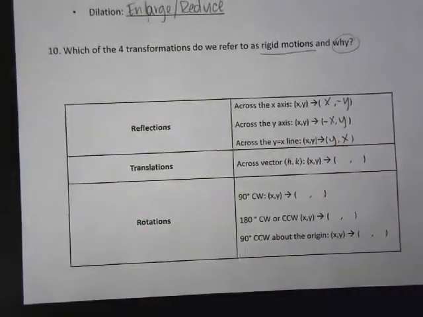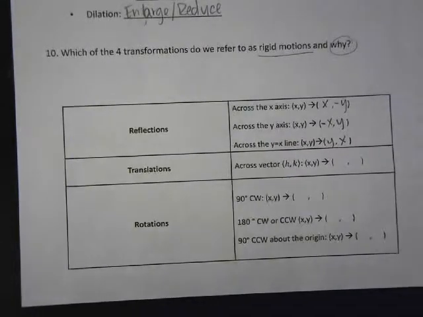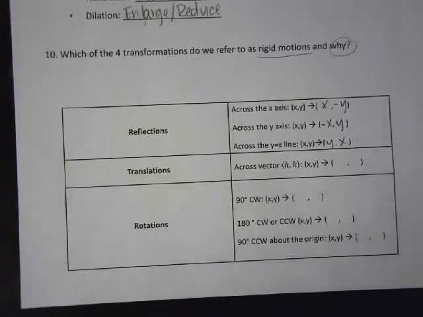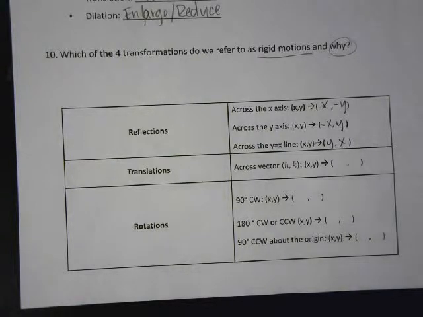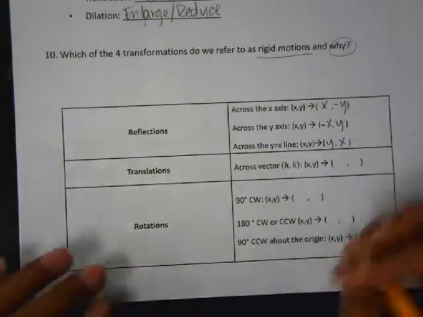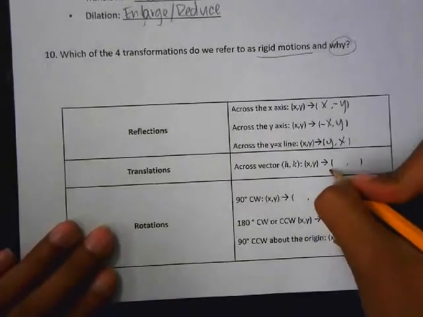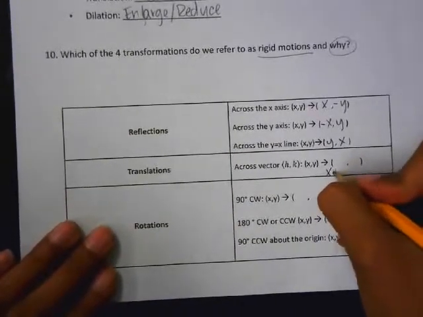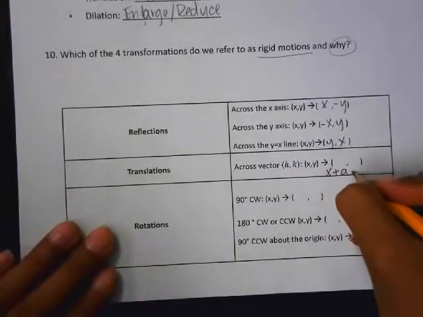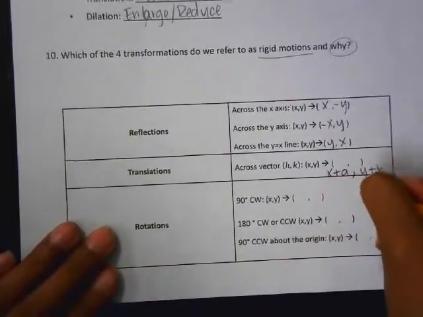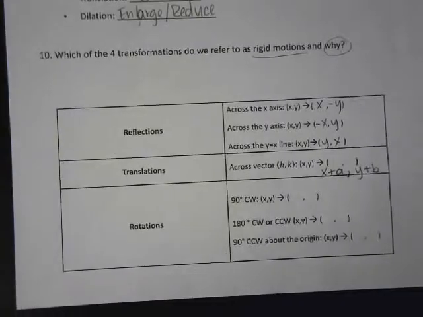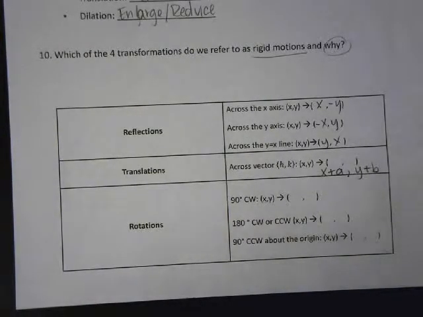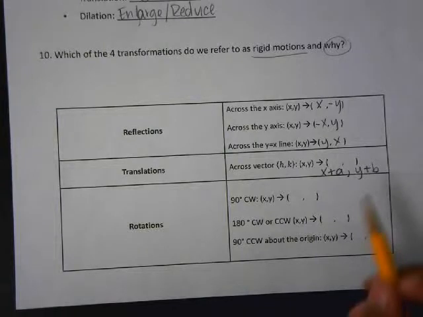Now for translations, what translations do is tell you how far to move your x, either left or right, and how far to move your y, either up or down. So it's going to depend on how far they want you to move it. So we're just going to write a general rule for that. And for this one, with our x, we're going to add a, and with our y, we're going to add b. Okay? So keep in mind, our a can be positive or our a can be negative. Our b can be positive or our b can be negative.